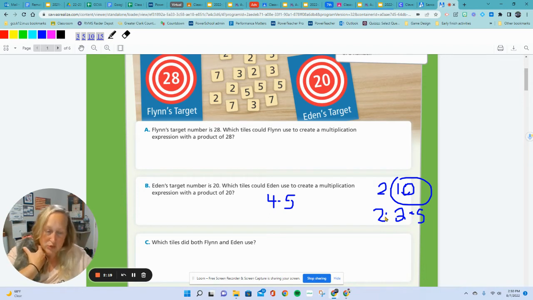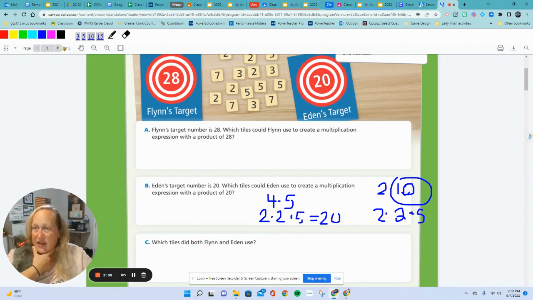This makes 10 times 2 is 20. But I still don't have 4 times 5. But just like earlier, I can do 2 times 2, which makes the 4, and then times the 5. And that will equal 20. What tiles did both Flynn and Eden use?